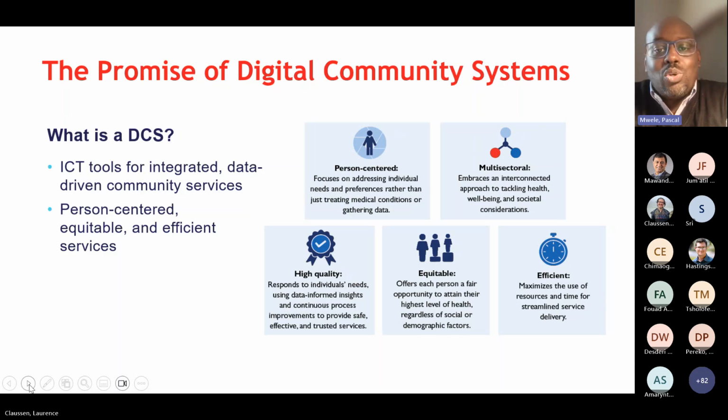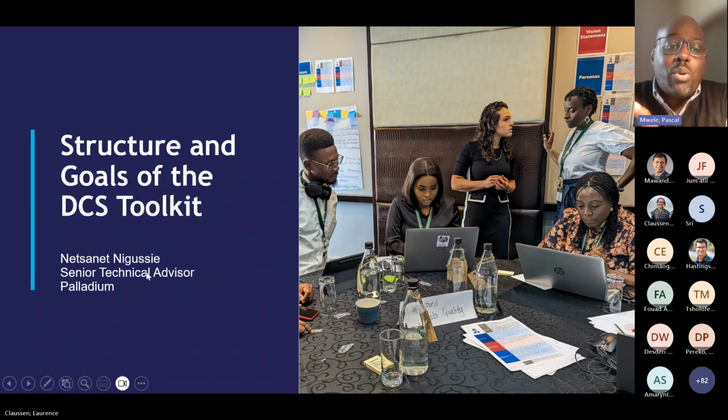So with that, I'll hand over to my colleague Netsanet to talk us through what are these tools and what is the toolkit, what is contained in the toolkit, and what is the promise that this toolkit provides. Over to you, Netsanet.